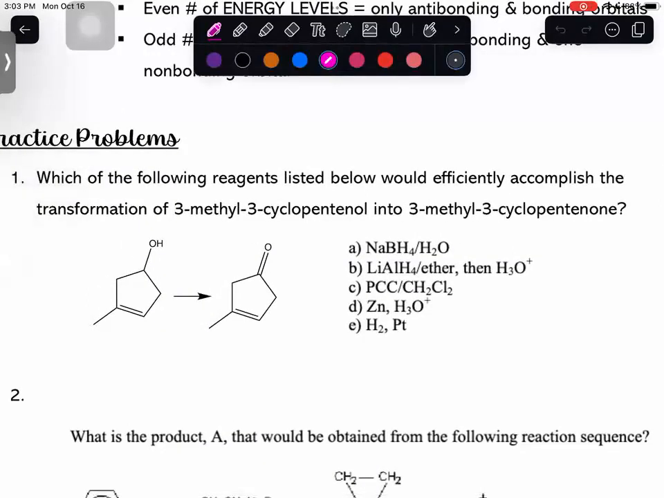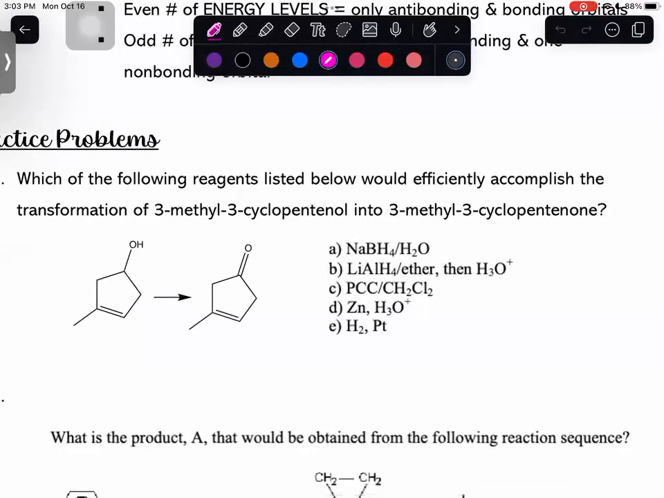Let's start with this one. Okay, so in this case, they're giving us the initial molecule and they're giving us the product. They're just asking for the reagents. So first of all, what kind of change do we see between the molecules? We're going from a secondary alcohol to a ketone. So what kind of reaction is gonna do that? It's gonna be an oxidation.